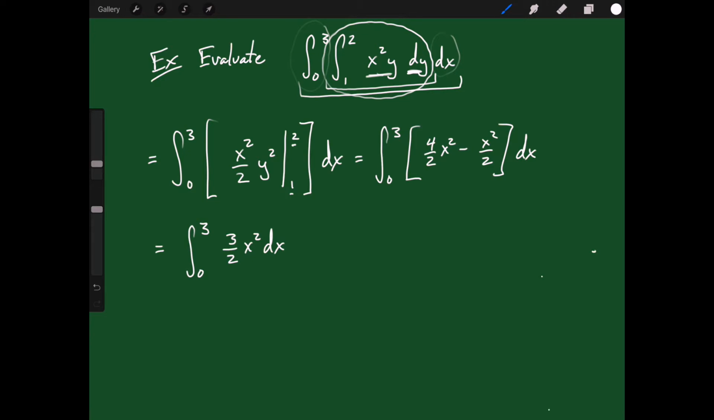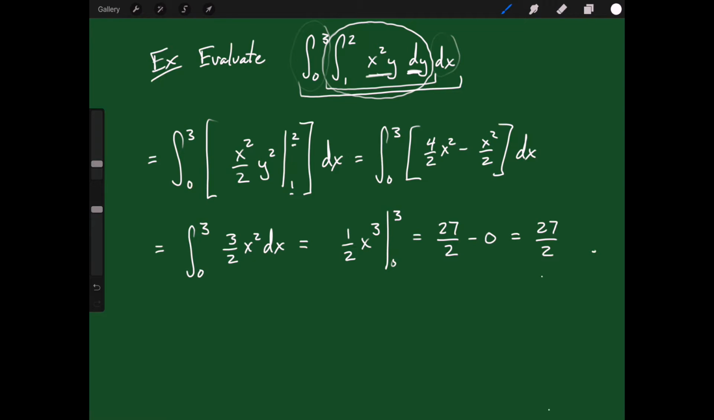Okay, but now this is just a nice integral that I'm used to. It's an integral in x, and I know how to do this, so let's just take the antiderivative of 3/2 x squared, and I get that the x squared would go up to an x cubed, and I'd divide by 3, so I'd get 1/2 x cubed evaluated from 0 to 3. If I plug in 3 cubed is 27, so I get 27/2, and if I plug in 0, I get 0. So the answer here should be 27/2.